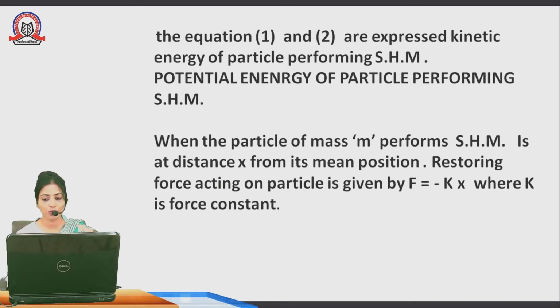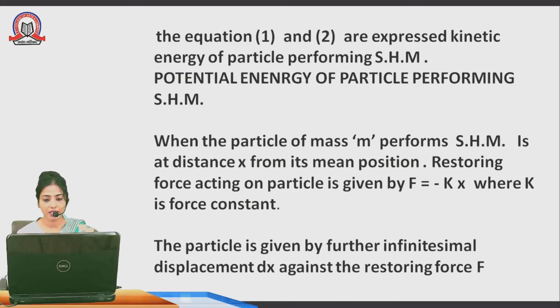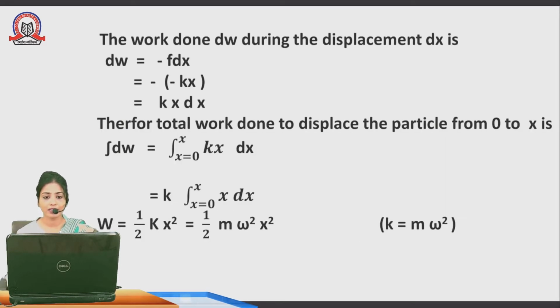It is a restoring force, and x is what? It is a displacement. So here we are using that term F equals minus kx, and the particle is given a further infinitesimal displacement dx against the restoring force F. The work done is dW. Here we are calculating the potential term, so we have to calculate the work done.